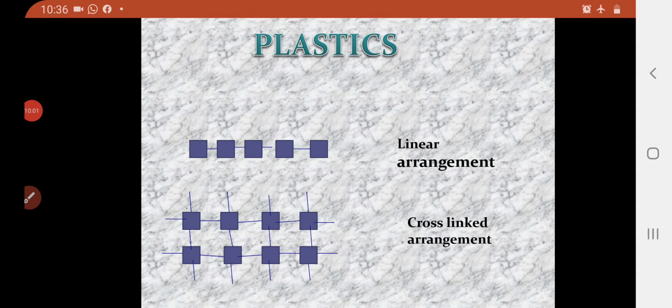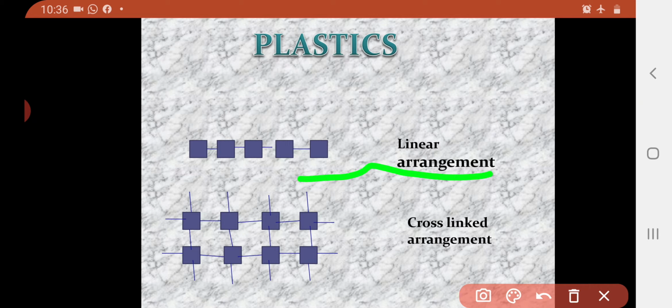Now, as the units of synthetic fibers are arranged properly, think of a necklace of beads, how the beads are arranged. They are in a similar, uniform pattern, right? Like this, in plastics also, plastic units are made, and their arrangement is somehow different. The plastics are arranged in two manners.